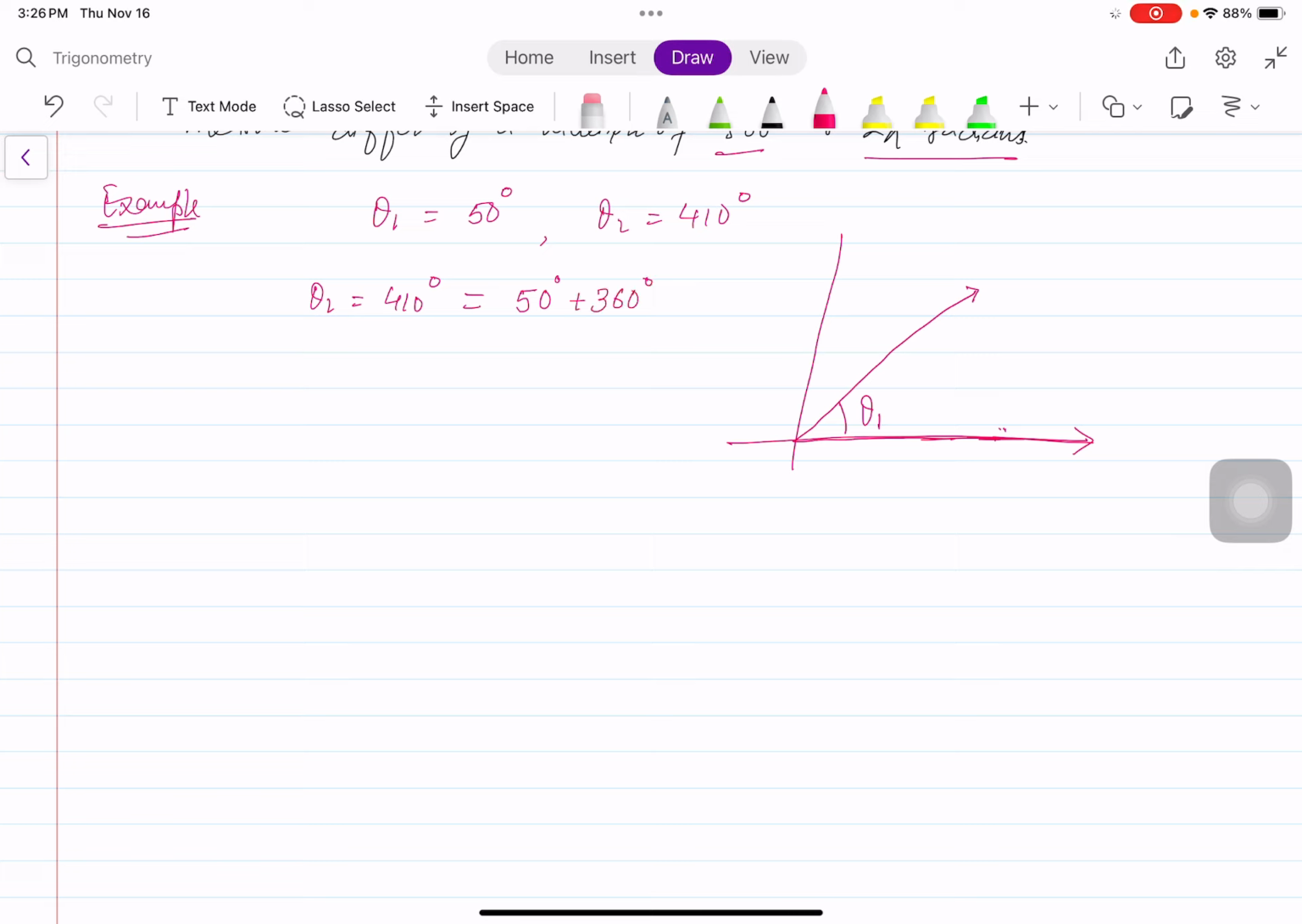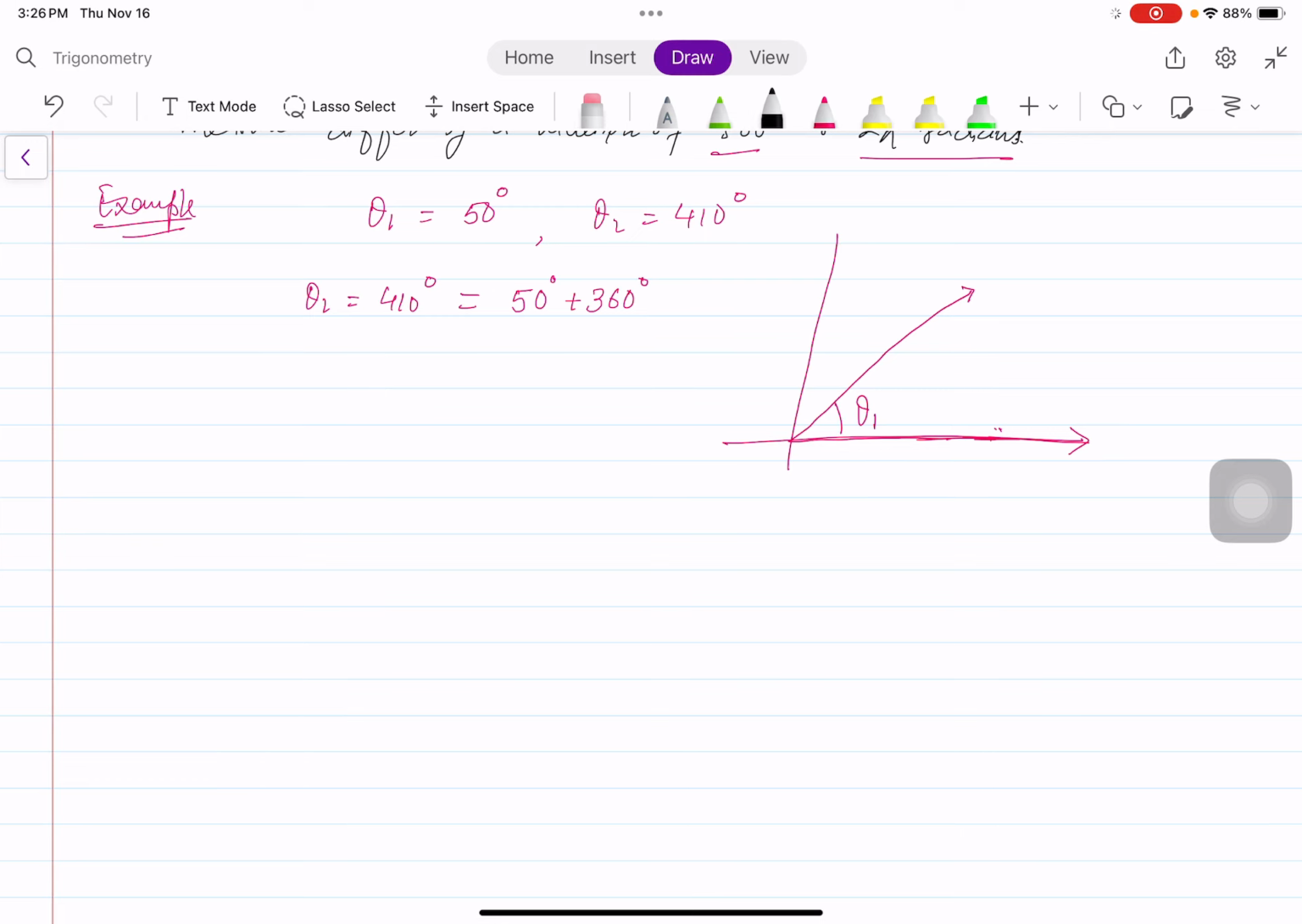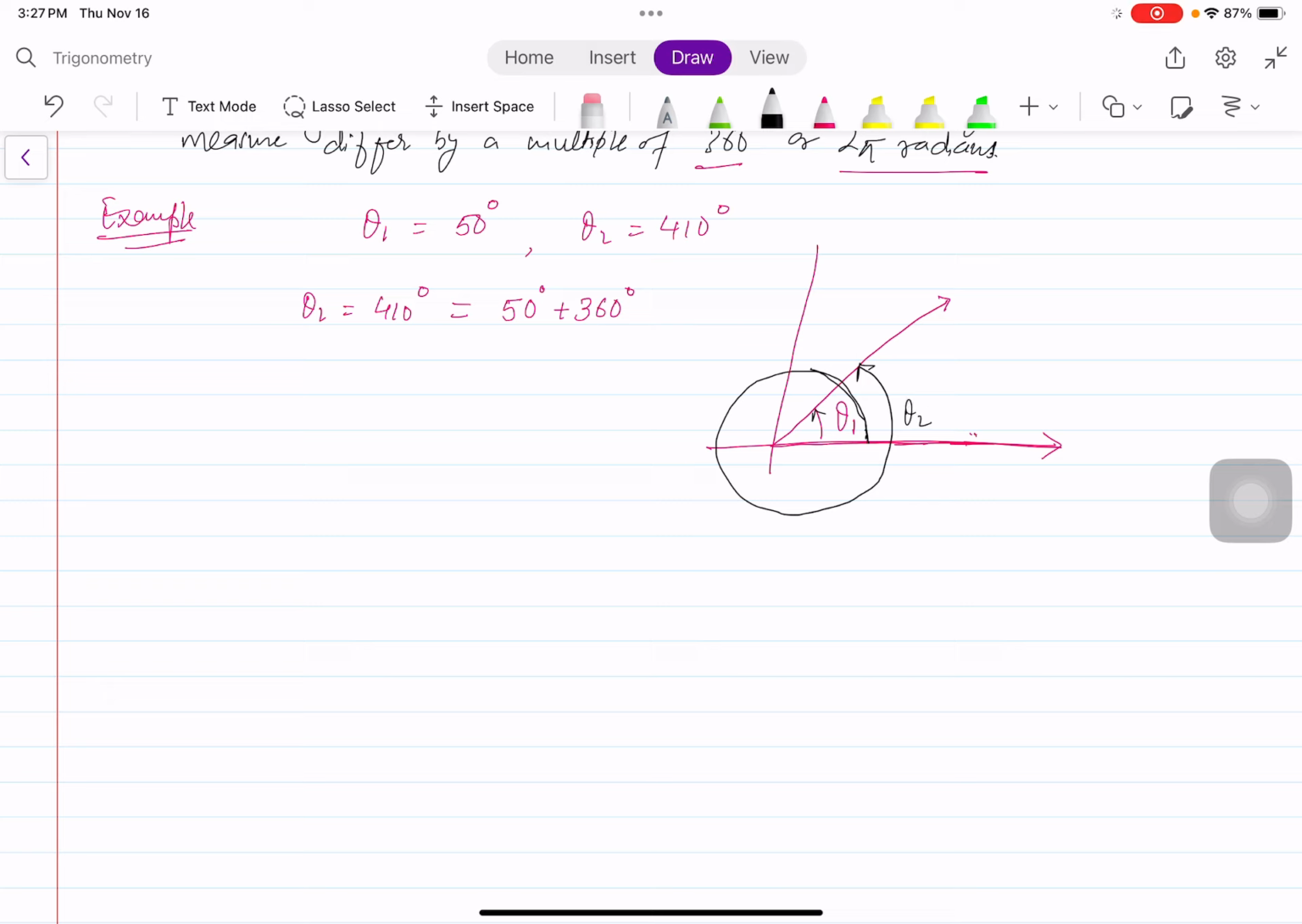So what does this mean? This means that I have to start my angle from standard position and revolve around and get back to the same position where it was, the 50 degrees. So this angle is theta 2 now. If you take the difference, it is 360 degrees, which is a multiple of 360. Hence they are coterminal angles.